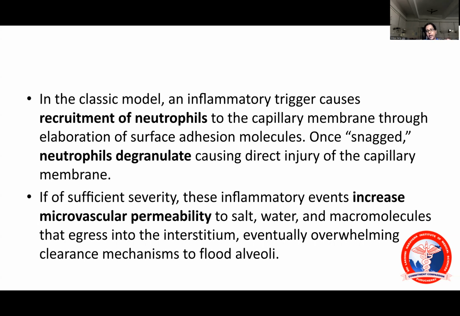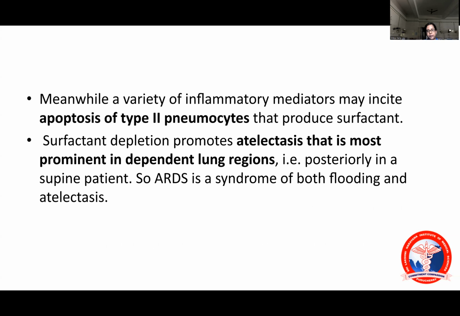Once these neutrophils get attached, they start degranulating, and thereby they cause direct injury to the capillary membrane. Another reason is this: once the capillary membrane is disrupted, it increases the microvascular permeability. Once the permeability is increased, automatically water, salt, macromolecules, everything start entering into the interstitium and thereby cause pulmonary edema.